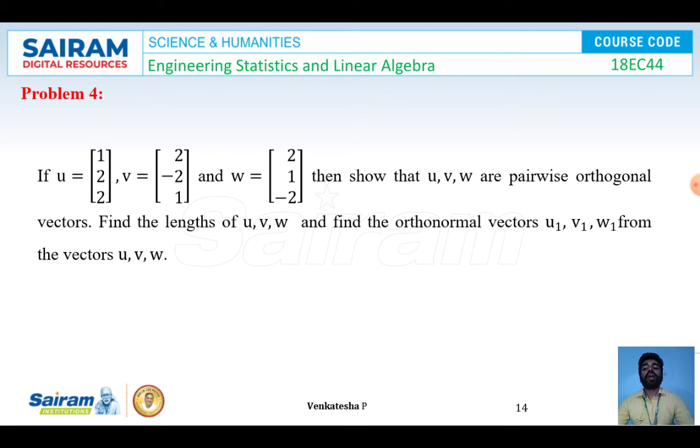Problem number 4. If u is equal to 1 2 2, v is equal to 2 minus 2 1 and w is equal to 2 1 minus 2, then show that u, v, w are pairwise orthogonal vectors. Then find the lengths of u, v, w and find the orthonormal vectors u1, v1, w1 from the vectors u, v, w. In this problem, the first thing is we need to prove that u, v, w are pairwise orthogonal vectors. It is nothing but we have to prove that u dot v is equal to 0, v dot w is equal to 0 and w dot u is equal to 0.